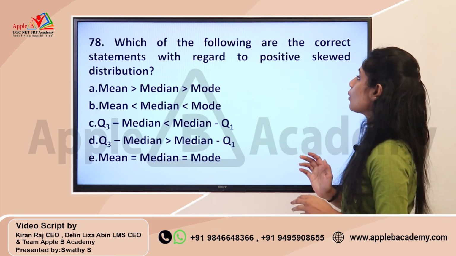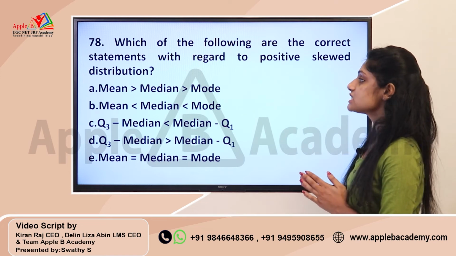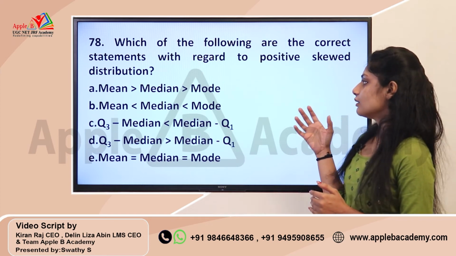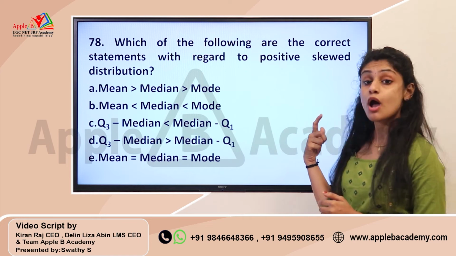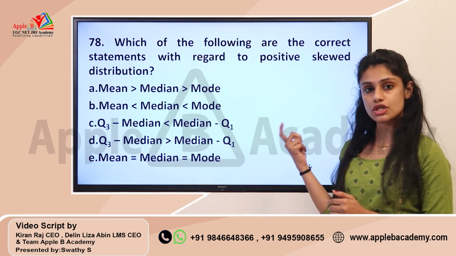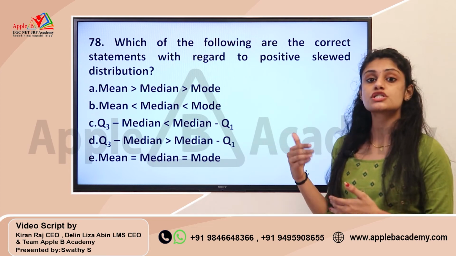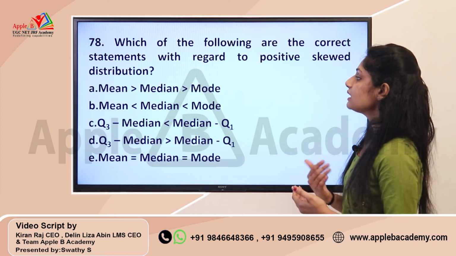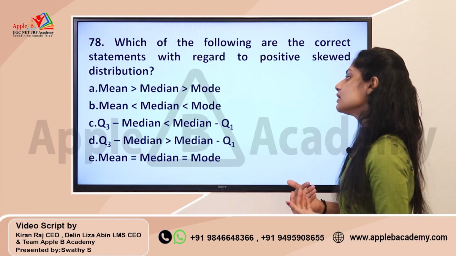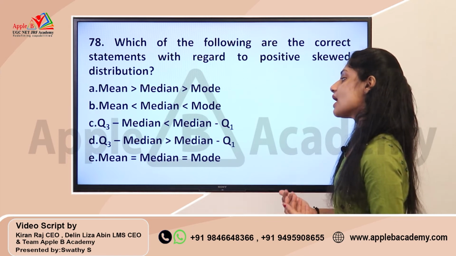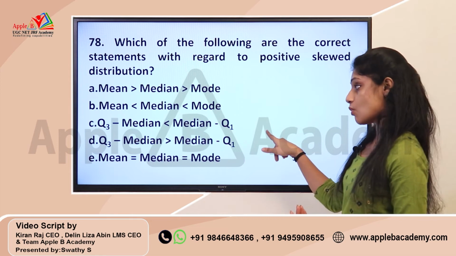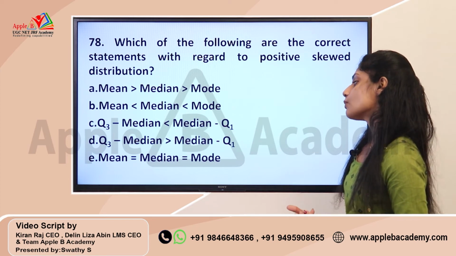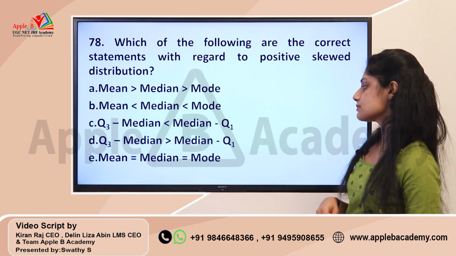Question number 78. Which of the following are correct statements with regard to a positively skewed distribution? Again a question from statistics, and here you need to identify what is correct when the distribution is positively skewed, and how you can relate all these values. A: Mean greater than median greater than mode. B: Mean less than median less than mode. C: Q3 minus median is greater than median minus Q1, that is, quartile 3 minus median is greater than median minus Q1. D: Mean is equal to median is equal to mode, that means everything is equal.